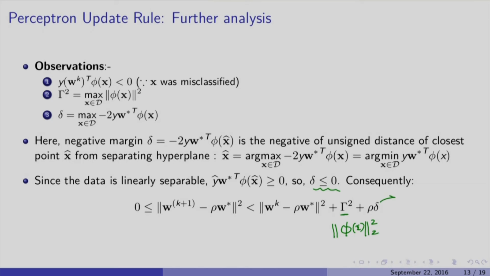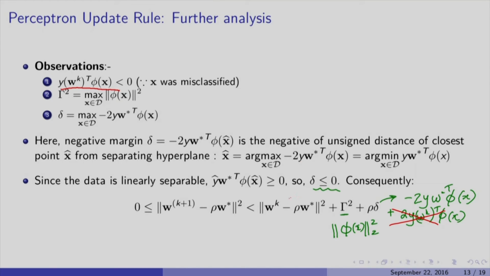The delta is what we get by looking at minus 2y w star transpose phi x. There was an additional term, minus 2y wk transpose phi x, but this is already known to be less than 0. So as a result, we can ignore this.